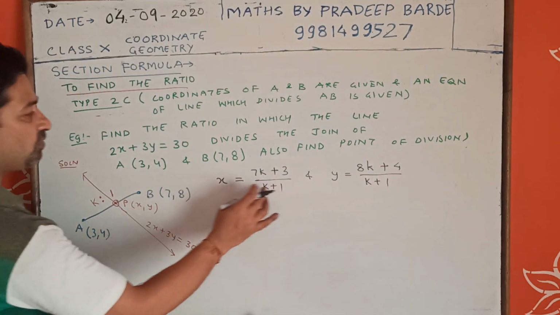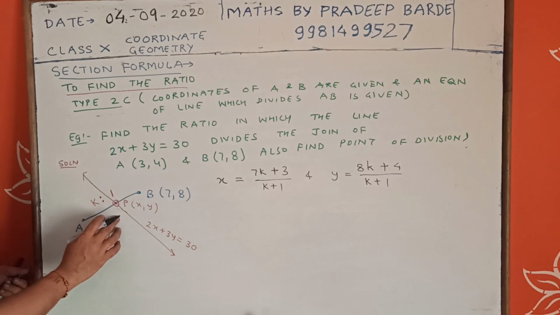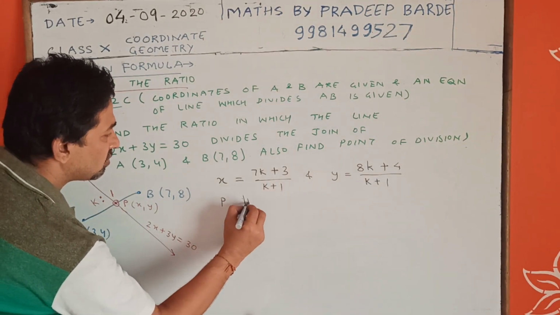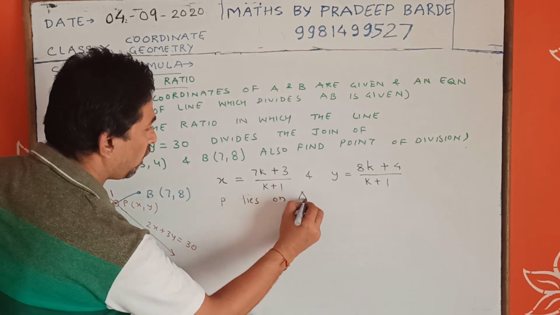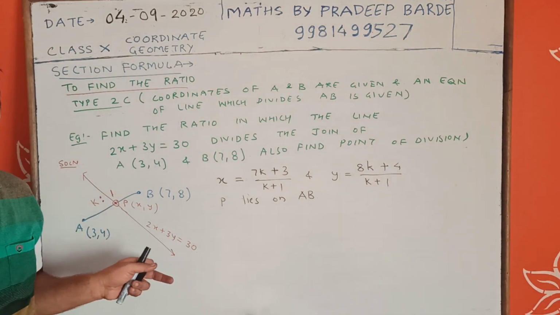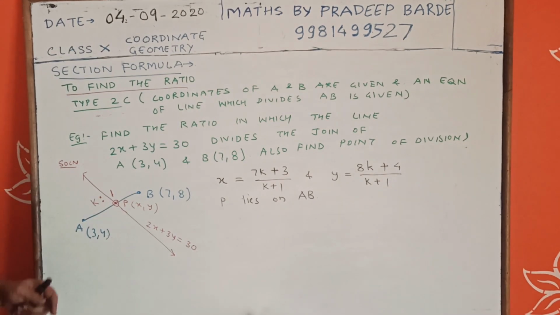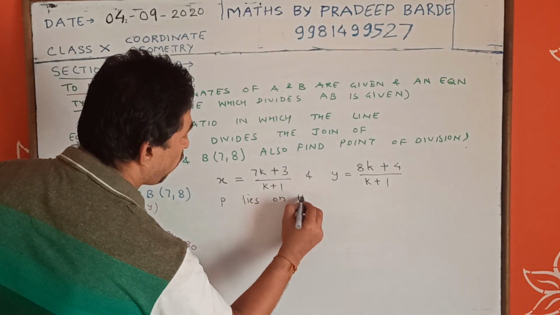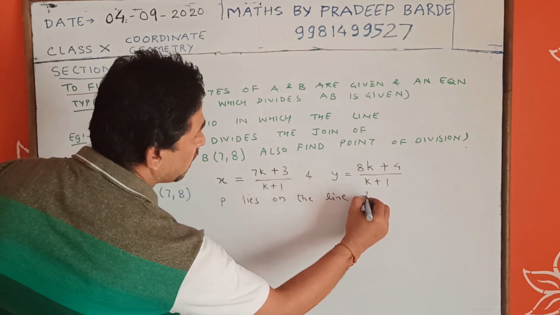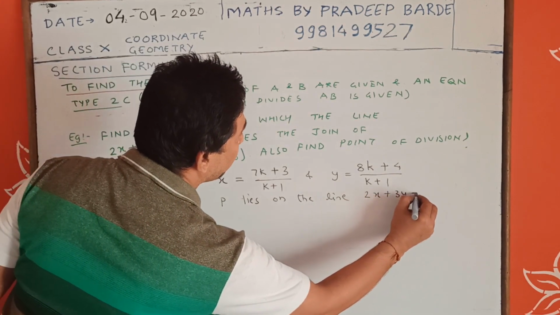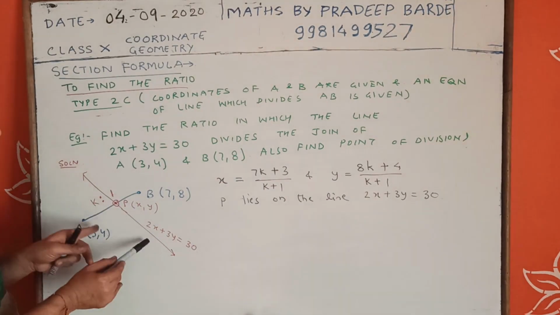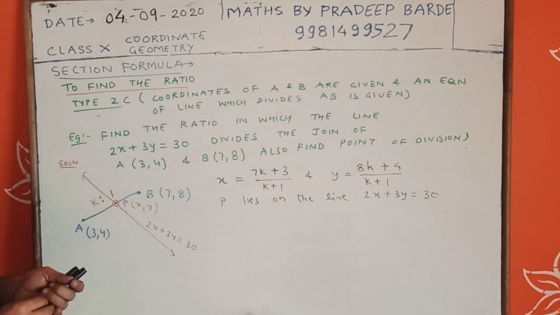Now x and y are the coordinates of the point P. Now P lies on AB. Now when we say any point lies on the given line and P lies on the line 2x plus 3y equal to 30, any point which lies on the line satisfies the given equation.